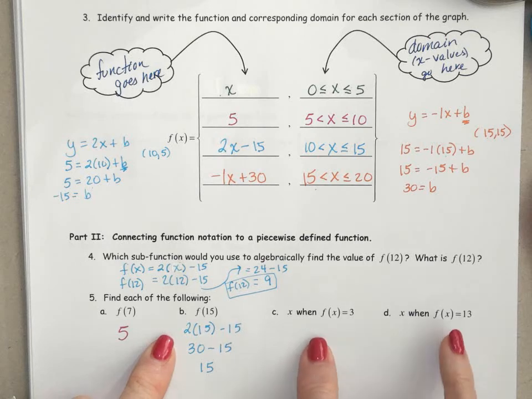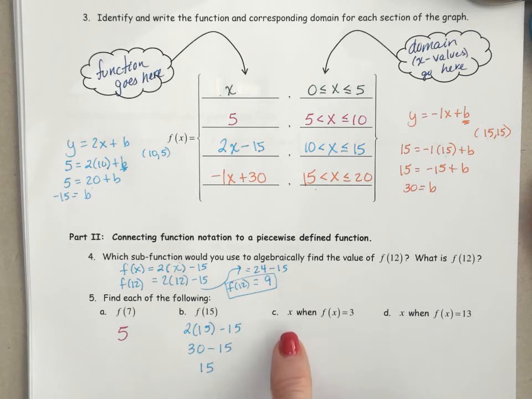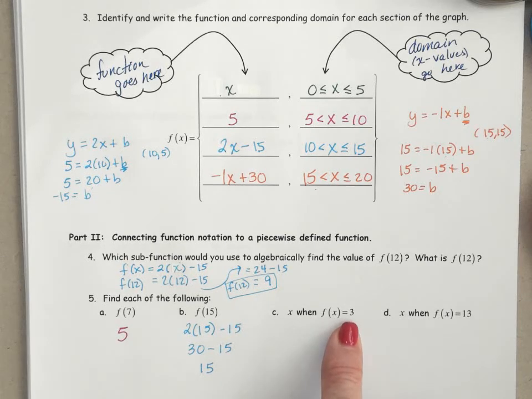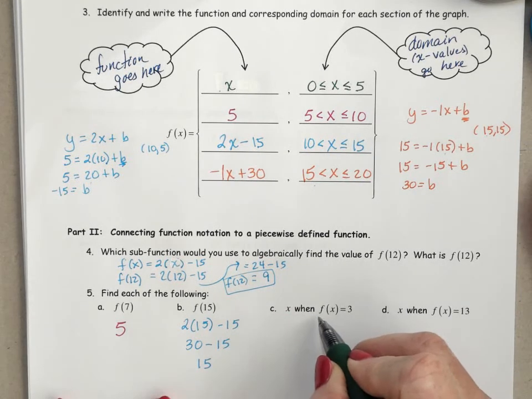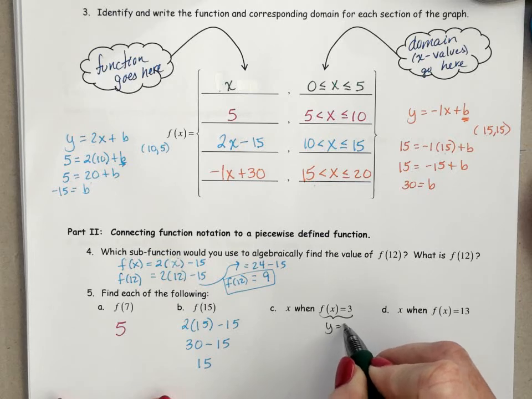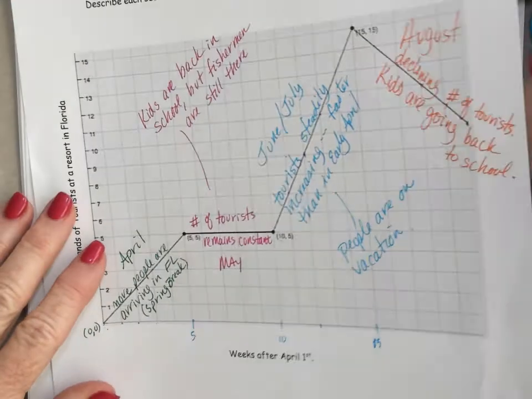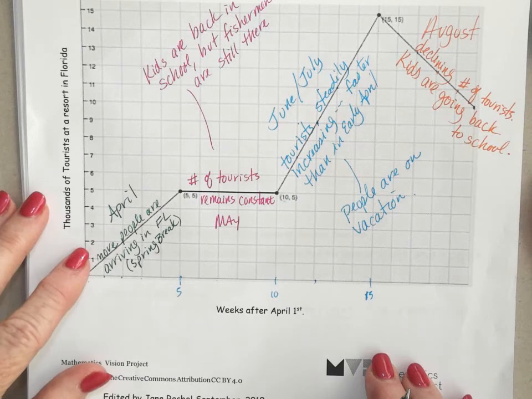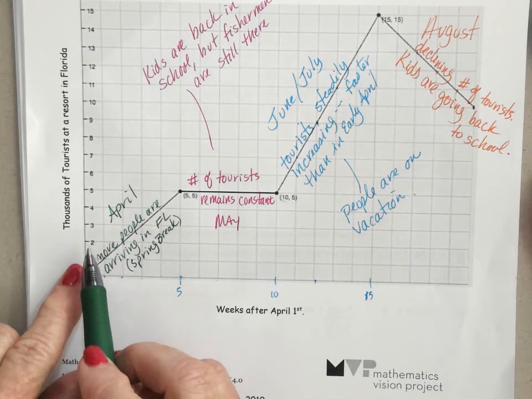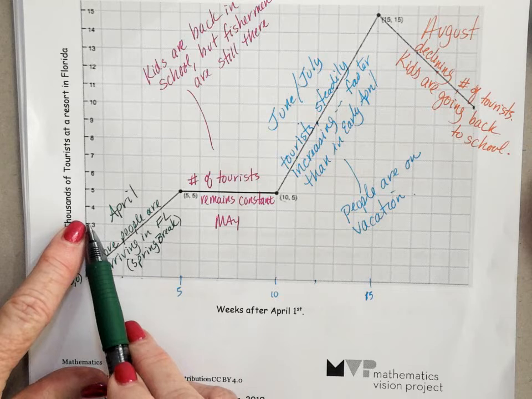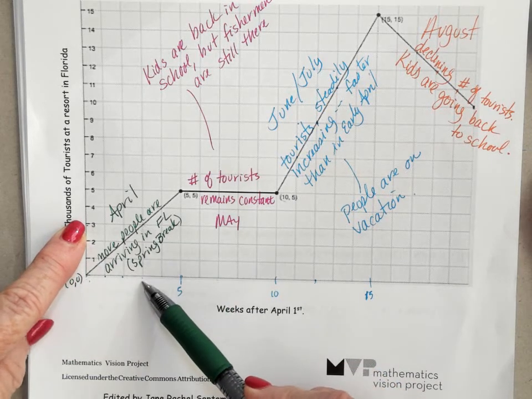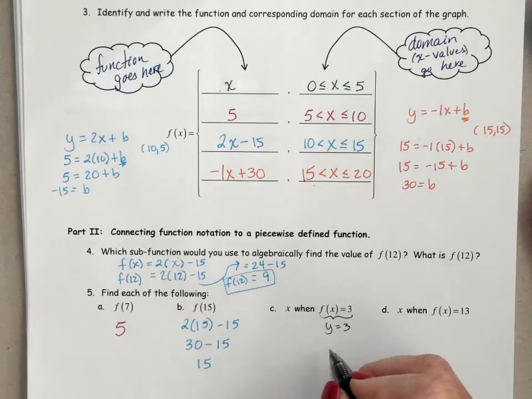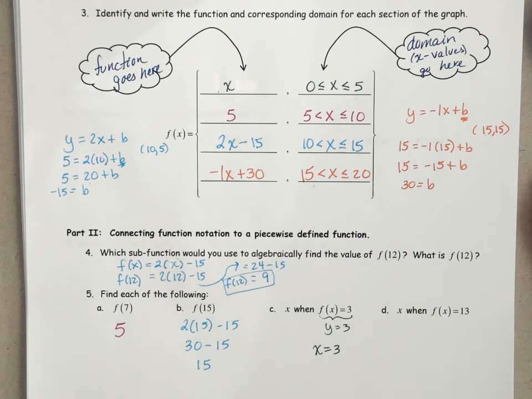Now, these guys are trickier. You have to use the graph for these guys. I want you to find x when f of x is equal to 3. So this is find x when y equals 3. Go back to my graph. Y equals 3 is right here. So I'm going to take that over. What's the x value that produced that y value? Oh, it's the same thing. It's 3. So that happens when x equals 3.